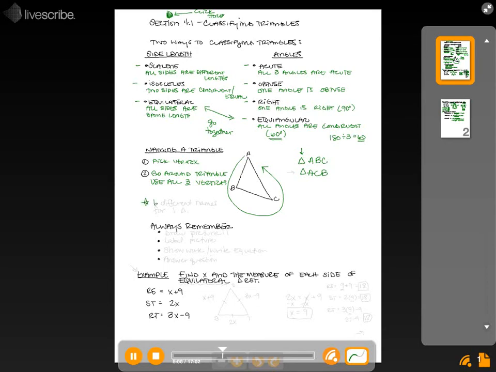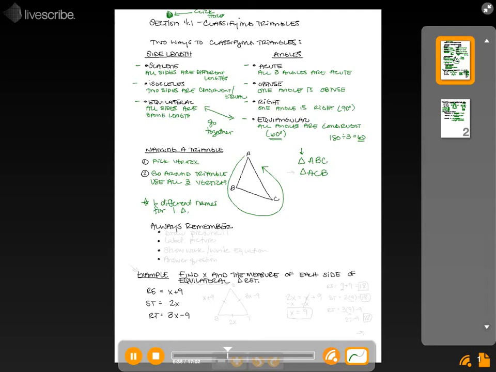Now there are 6 different names for the same triangle, and any of them are acceptable. So if I gave you a problem where I said, name this triangle and it had 3 vertices, any of the 6 names would be acceptable. And it just depends on which vertex you start at and whether you're going clockwise or counterclockwise. That gives you the 6 different names. So it's fine to have something different as long as you go all the way around the triangle and you use all 3 of the vertices, all 3 of the corners. Okay, so that's how we name a triangle.